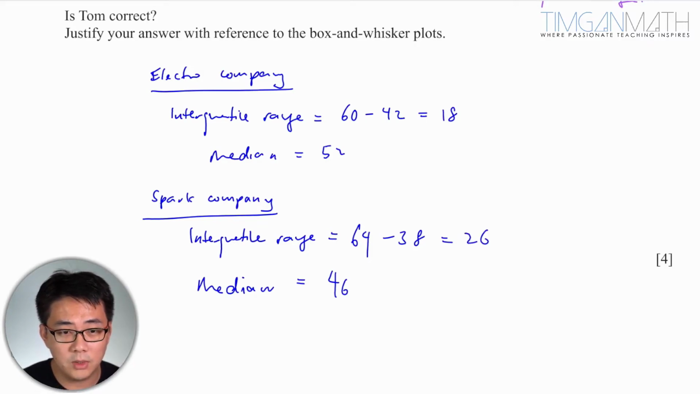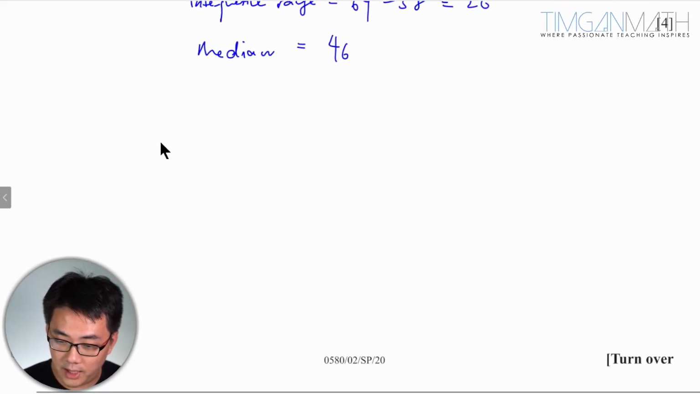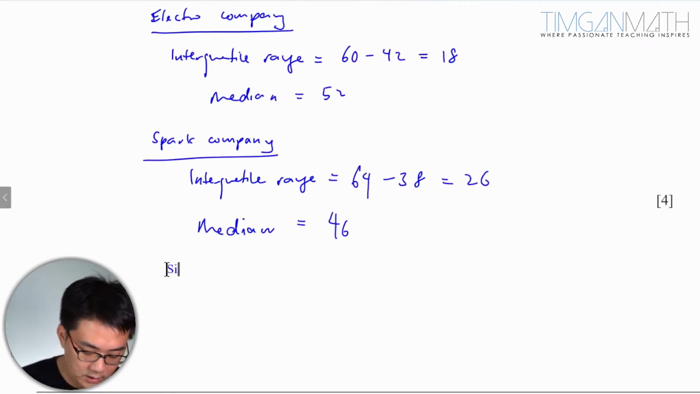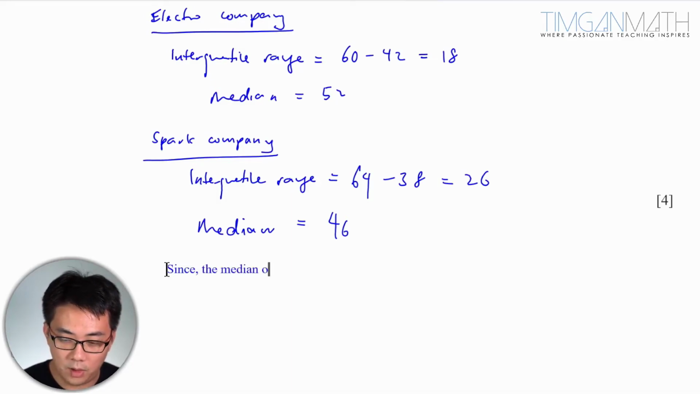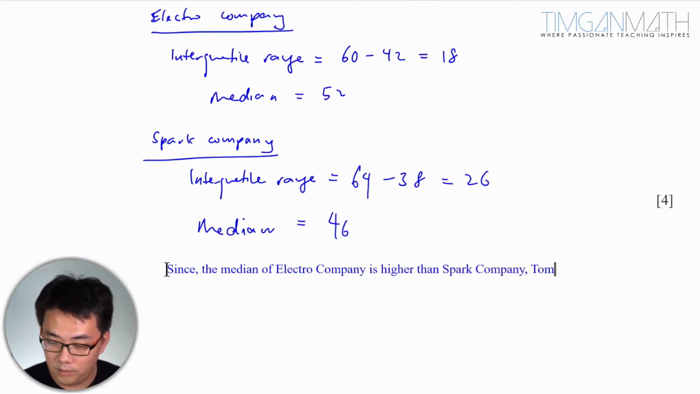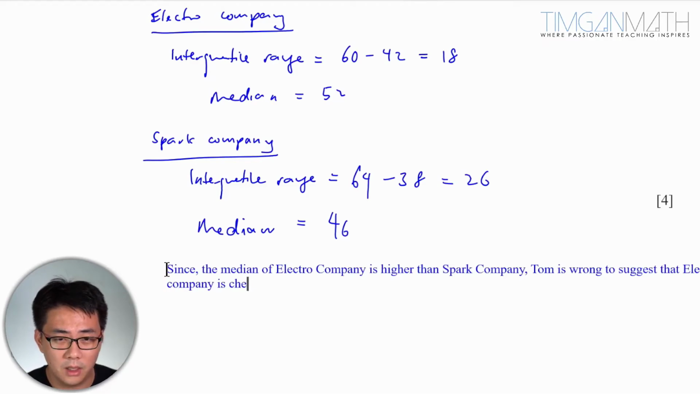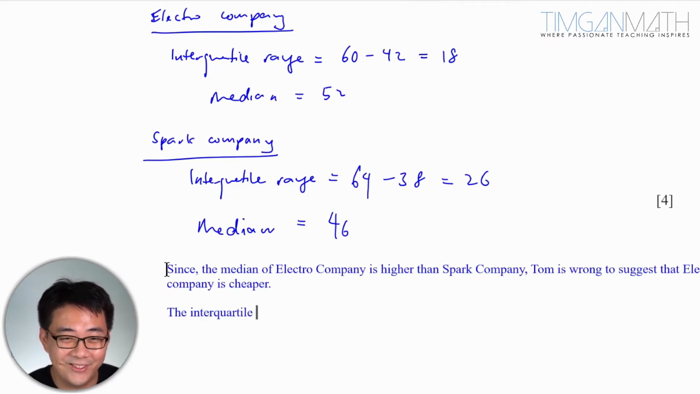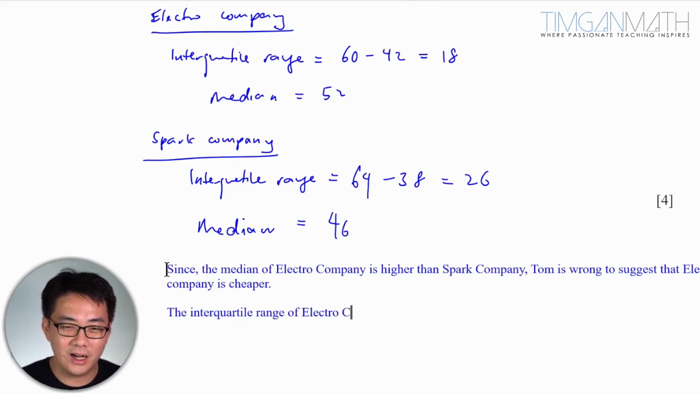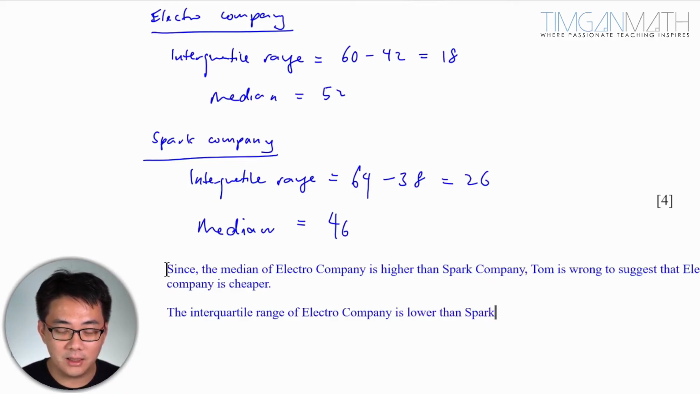So this is the part here. Once you calculate the interquartile range and also the median, you can just deduce. Okay, we're just going to write this down. I'm going to say that since the median of Electro Company is higher than Spark Company, Tom is wrong to suggest that Electro Company is cheaper. Okay, the interquartile range of Electro Company is lower than Spark Company.